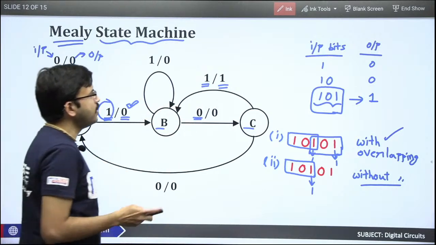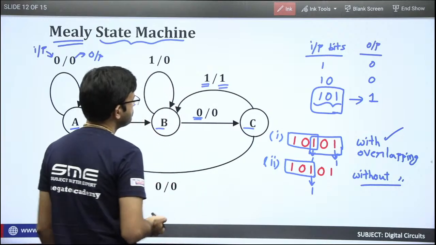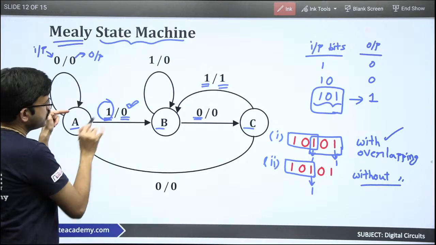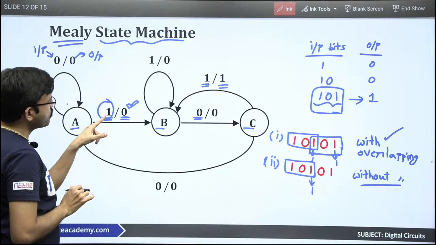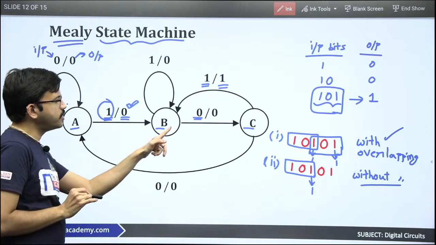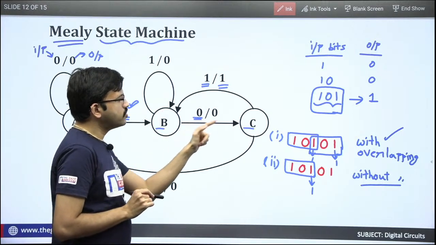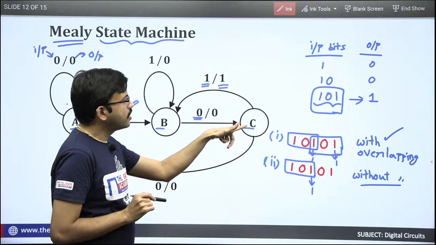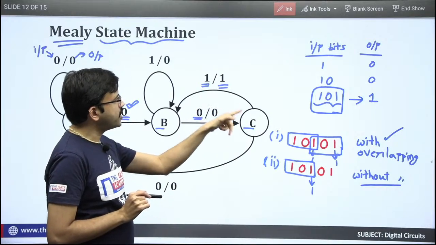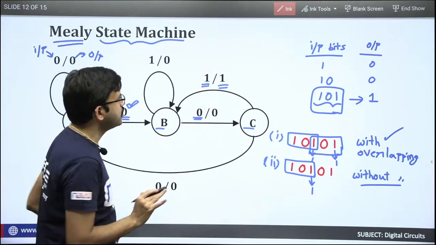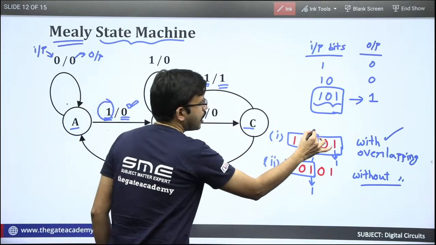See, it is very simple. You can just observe from here also. When you are at state A, if the input is 1, you are moving to state B, output is 0. Currently you are at B state, input is 0, output is 0, state C. From state C, if the input is 1, it is coming here. So that means here output is 1. Fine, up to here it is clear.